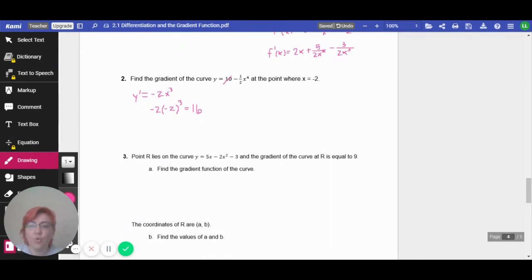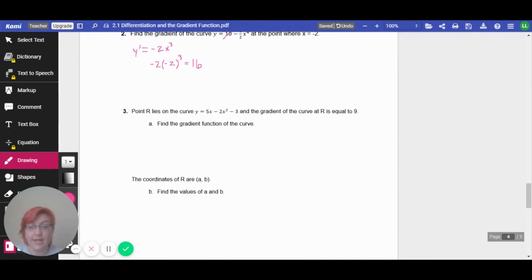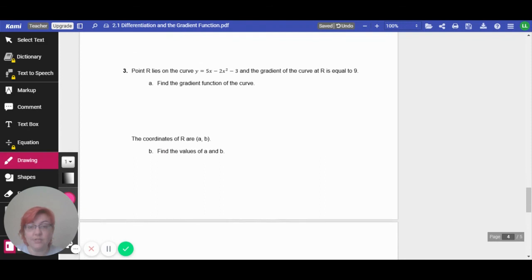All right. Point R lies on the curve y equals 5x minus 2x squared minus 3, and the gradient of the curve at R is equal to 9. First, find the gradient function. Second, find the values of a and b if the coordinates of R are a, b. Excellent. So let's find that gradient function. We'll evaluate it when it's equal to 9 to solve for x. And then we will have that as our value of a and plug that into the original equation of the curve to find the value of b, which will be y.